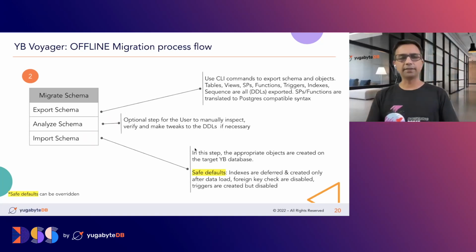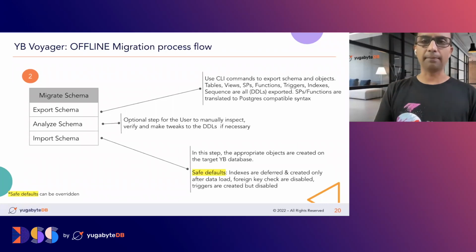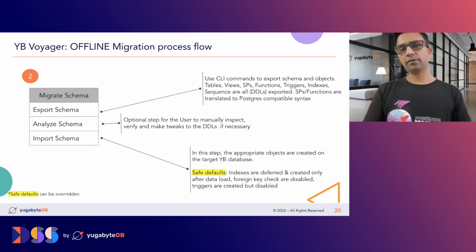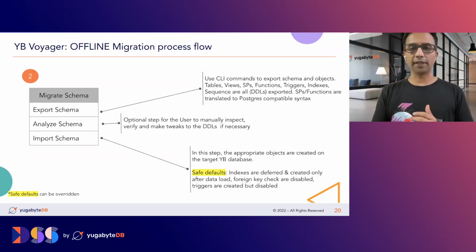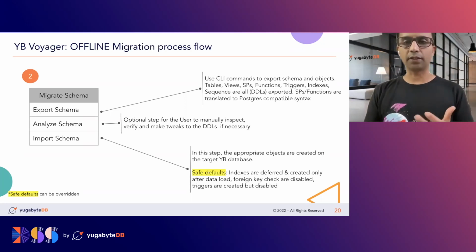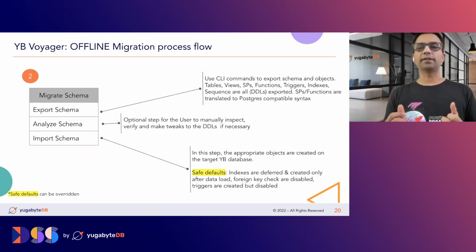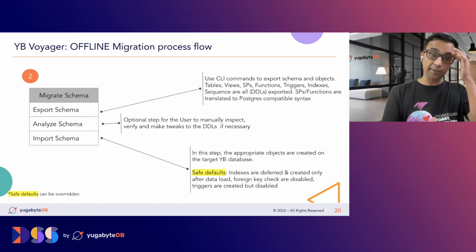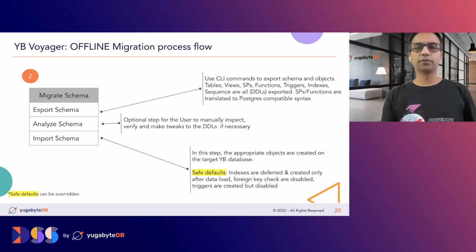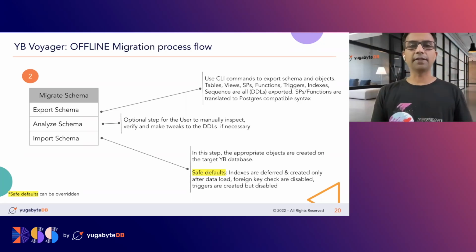Now, the next phase is migrating schema. In this phase, one can simply use the CLI to kickstart it, and we would export all the schema objects like tables, views, stored procedures, functions, and whatnot. We would also translate that to Postgres compatible syntax. There is an optional step in this phase where the user can manually inspect, verify, and make tweaks to the DDLs if necessary.